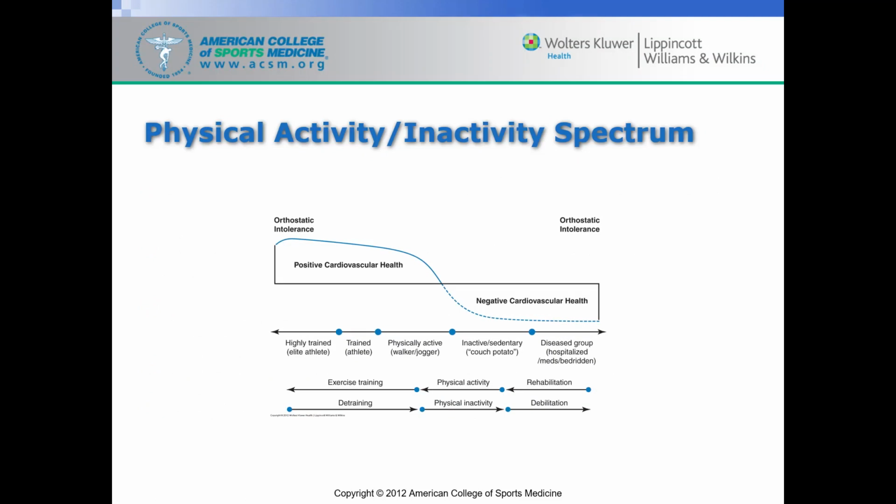So here we see a graph of the cardiovascular benefits. So you see positive cardiovascular health in people that are highly trained, elite athletes, trained athletes, even physically active walkers and joggers. And while there is an increase in cardiovascular health when you go from just physically active walker and jogger all the way to highly trained elite athlete, it's not substantial. So it is possible to have low to moderate physical activity and still maintain a fairly healthy cardiovascular system.